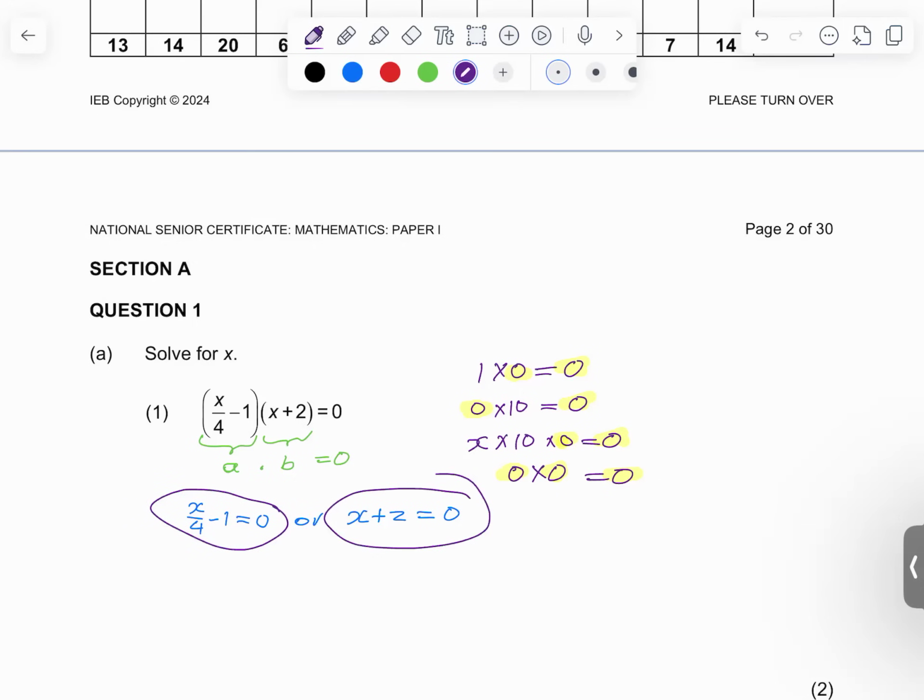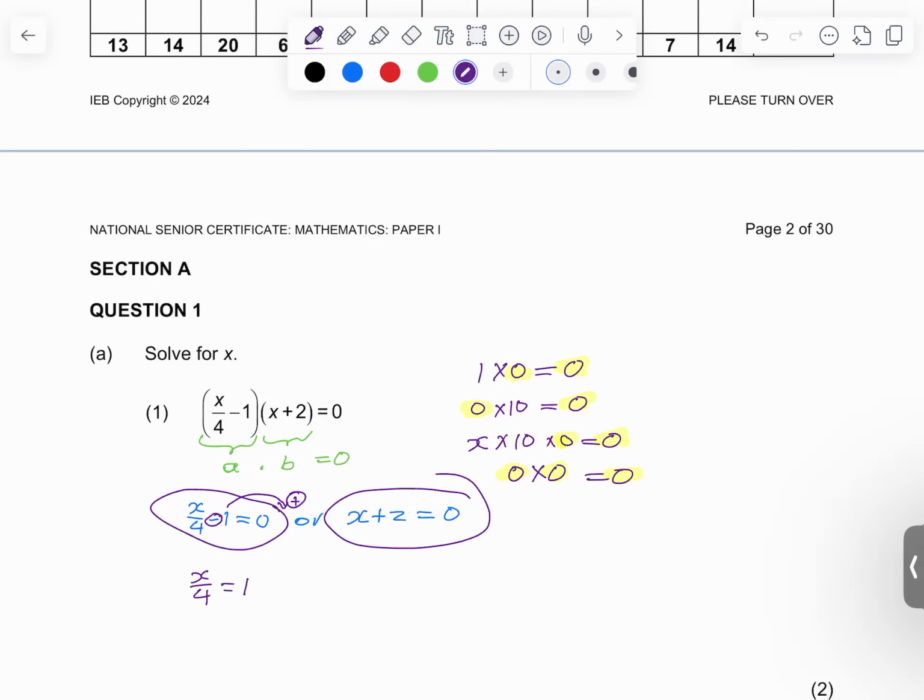Now in equation 1, we are simply going to say x divided by 4, and I'm going to transpose this 1 to the right-hand side. Please note that it is negative. Immediately it crosses the equal sign, it becomes positive. All right, so I will have isolated x divided by 4, which will be equal to positive 1.